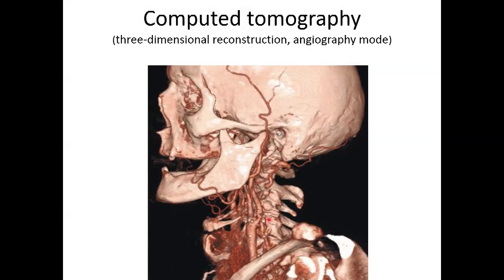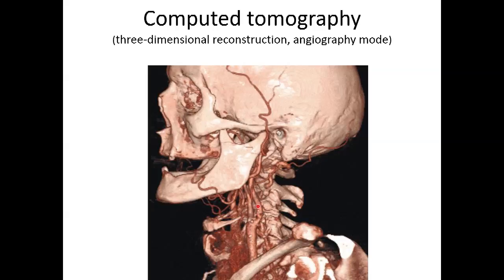Here it is, a three-dimensional reconstruction of arteria carotis externa et interna in angiography mode using computed tomography. Very detailed information. Do you agree? So this is arteria carotis communis sinistra, sure, and this is arteria carotis externa, and this is arteria carotis interna.